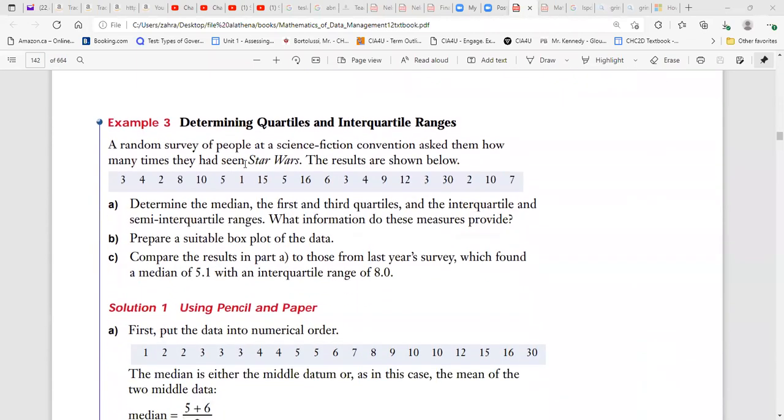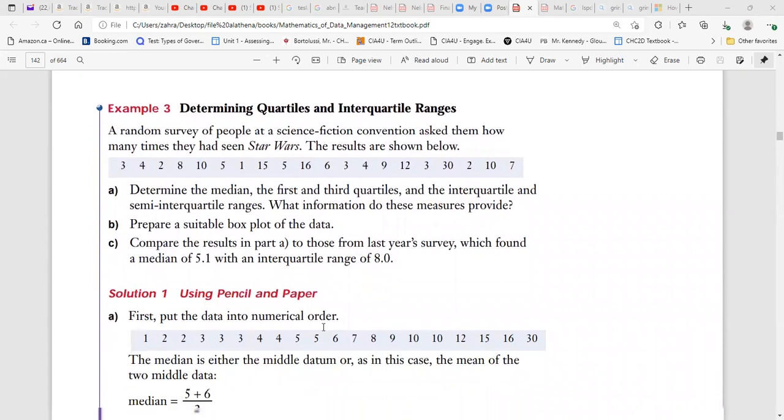So here we want to determine the outliers and interquartile ranges. What we do with the data is first determine the median, the first and third quartiles, and the interquartile and semi-interquartile range. We need to write it down from the lowest to the highest. Here it's 1, 2, 3, 3, 3, and the lowest is 1, the highest is 30. It means the range is 30 minus 1, so 29.